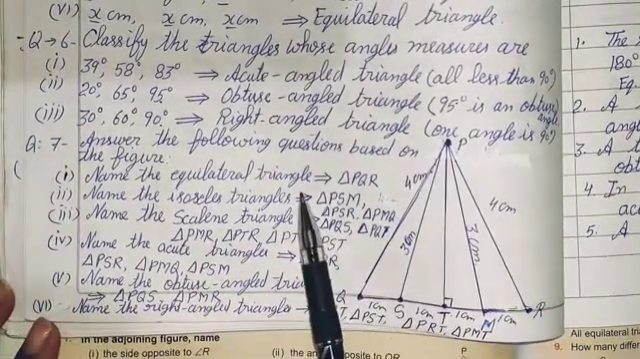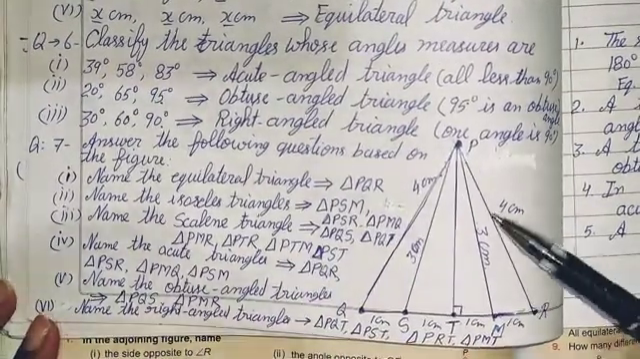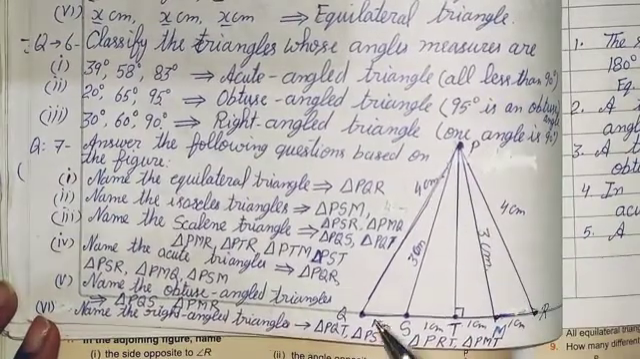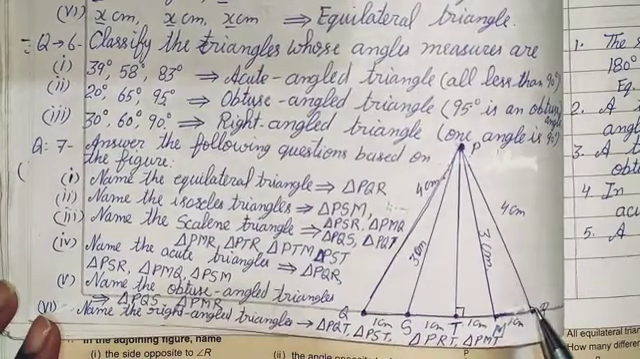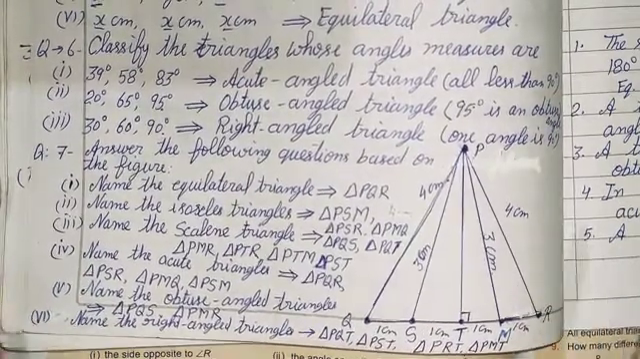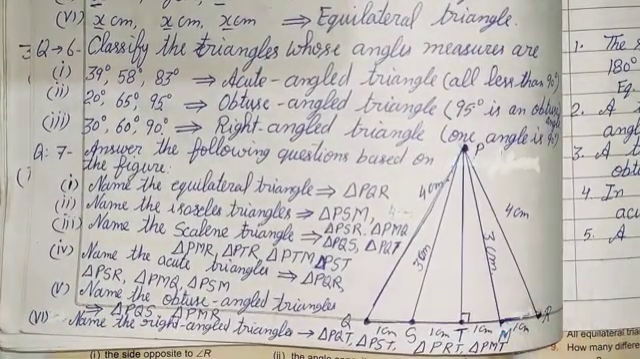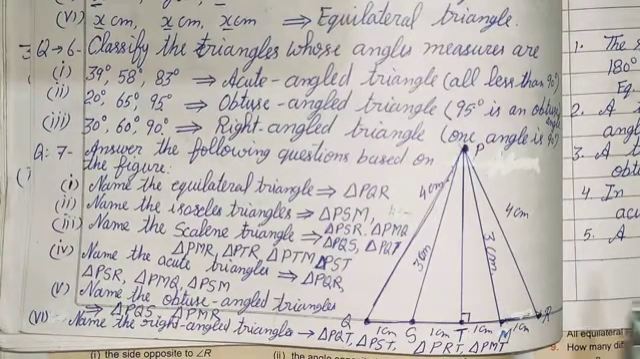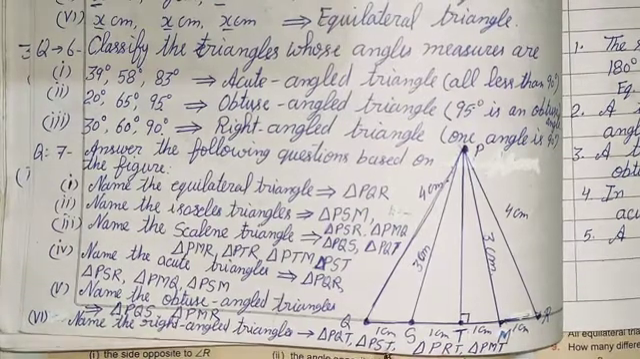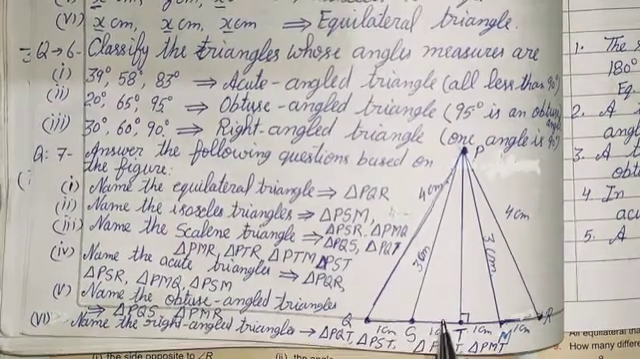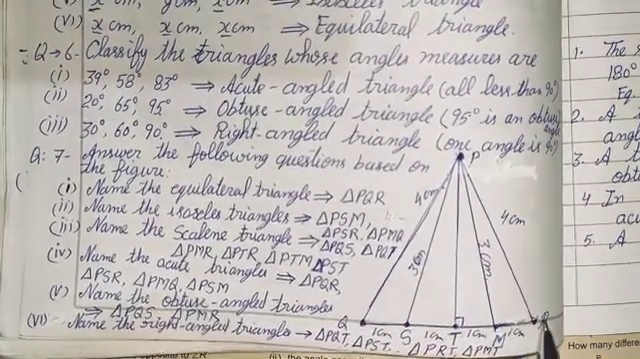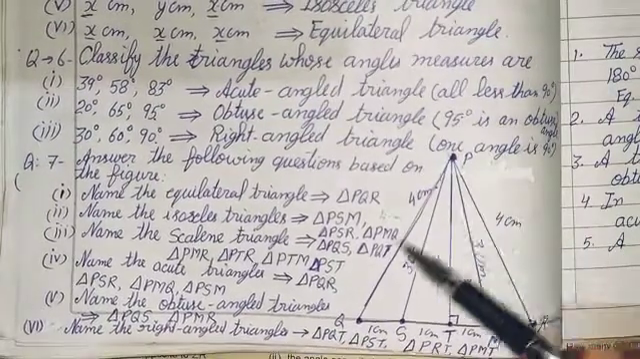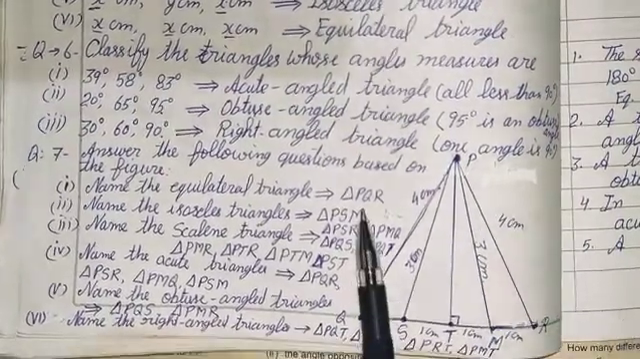Name the equilateral triangle. QR is 4 centimeter. This diagram is very clear in the book, so you can understand this question from the book. Since these are 1 centimeter, 1 centimeter, 1 centimeter, 1 centimeter, after adding we get QR equal to 4 centimeter. So triangle PQR is the equilateral triangle.